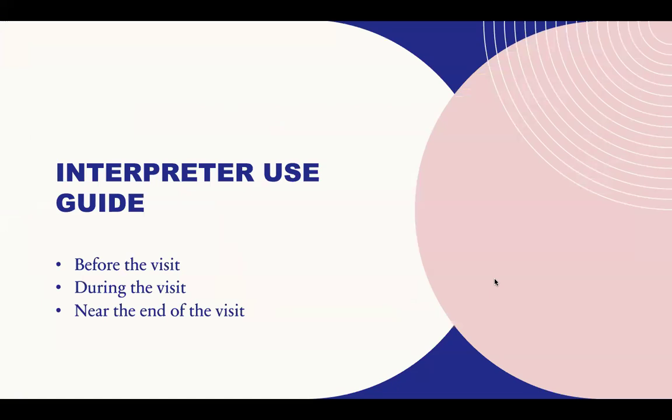So we'll now be going over the interpreter use guide that is evidence-based and was created by the U.S. Department of Health and Human Services, Office of Minority Health. They offer this evidence-based guide as an effective use of interpreters, and it outlines the best practices for 3 key stages. These stages include before the visit, during the visit, and near the end of the visit.